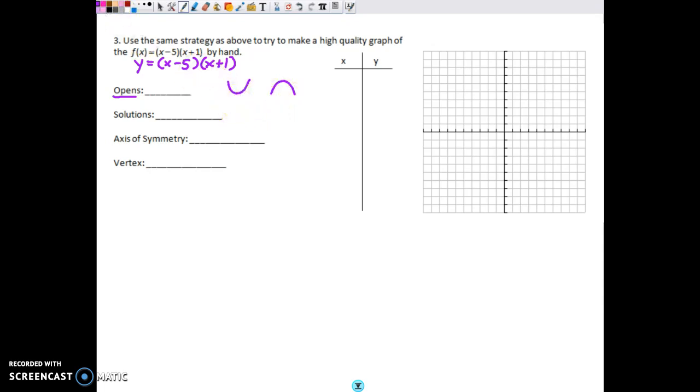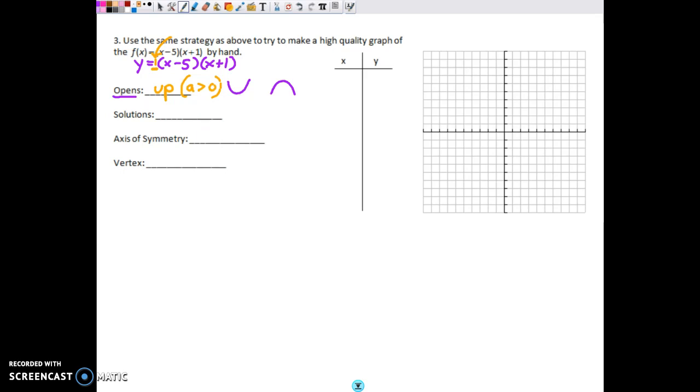The way that we tell is you look at the a value, which would be located right in front up here. And if there's no number there, we can assume that there's a 1, a positive 1. Now, if the a value is positive, this parabola will open up like a cup. And that's because a is bigger than 0. A is positive. Okay?